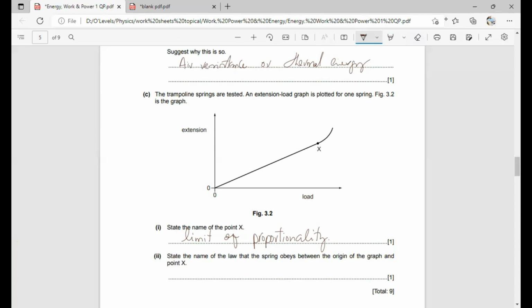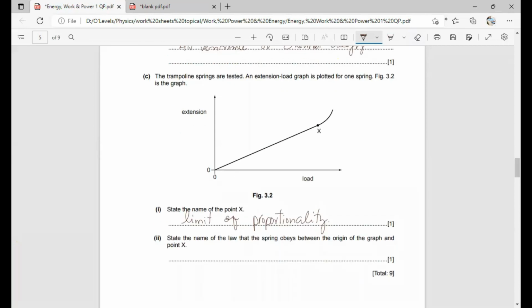If the line is a very straight line, then it is under your elastic limit. Now, state the law between load and extension, as we discussed in question number 1 as well. The name of the law is Hooke's law. Hooke's law tells us that load is directly proportional to extension within the elastic limit. So X is actually the elastic limit.